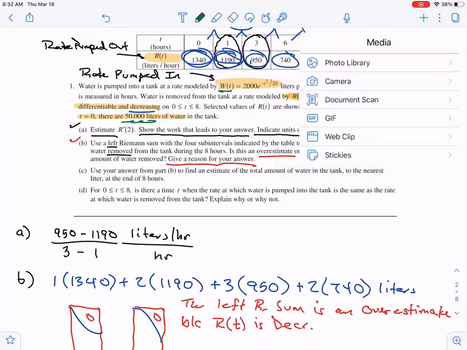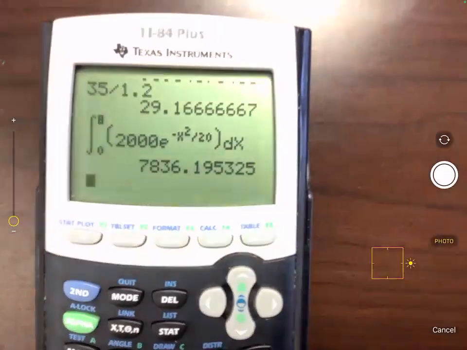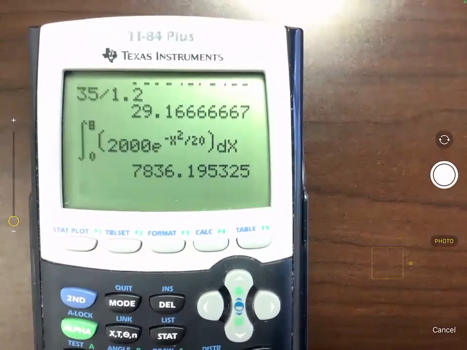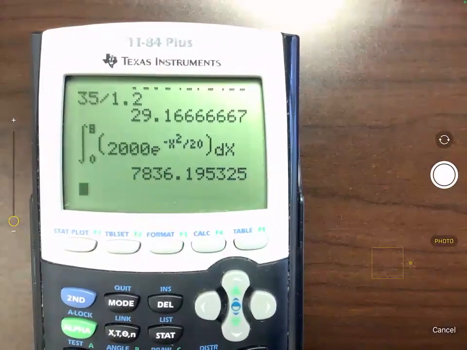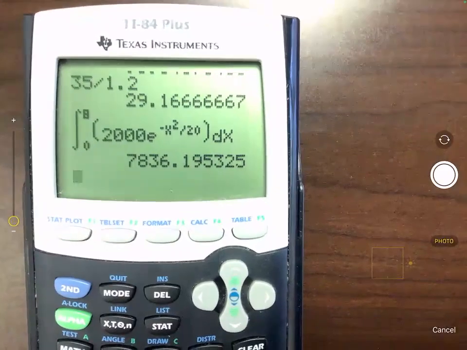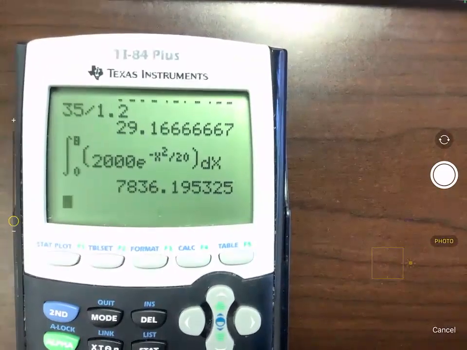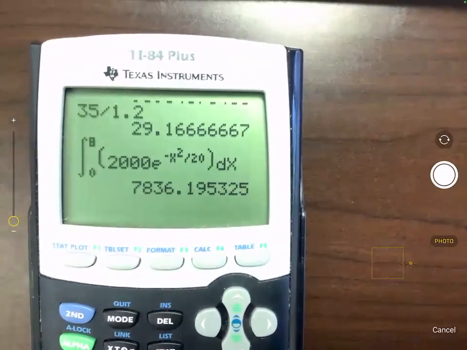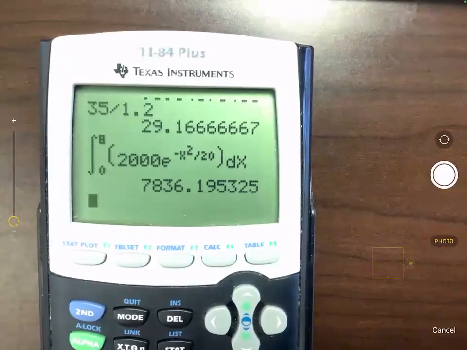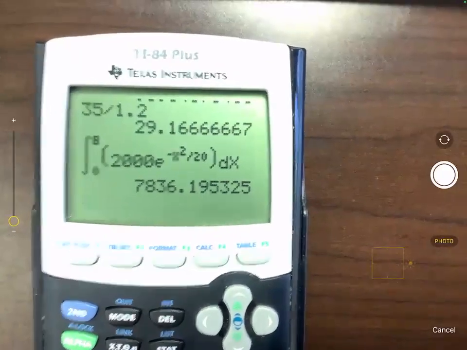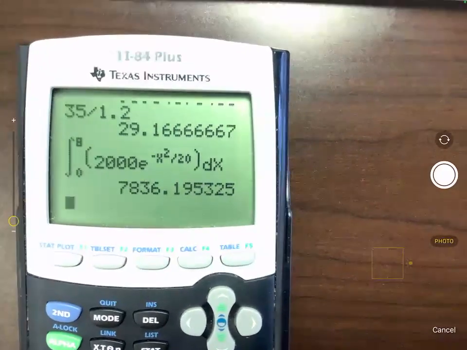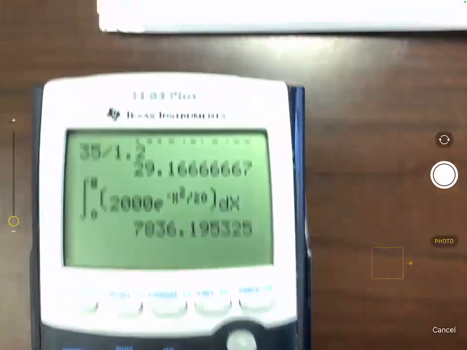You got it. Let me, I'm just going to take a picture. Yep. You good? Okay. So that's what I've got in my calculator, that definite integral from 0 to 8 of 2,000 e to the negative x squared over 20 dx. And that's my answer. Now, the problem said to enter our answer for this part to the nearest whole number. And so what I can do is I can just take 7,836 for my number right here. Okay. So that's what I'm going to do on that.